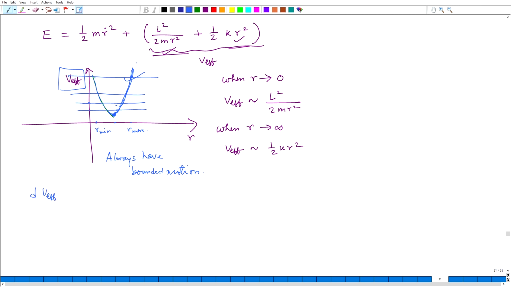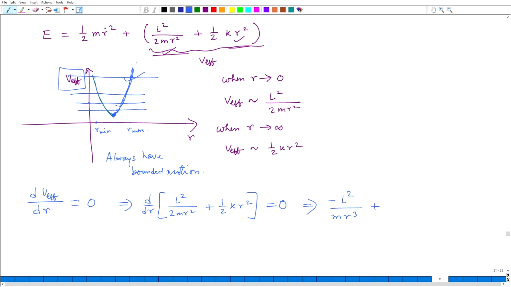So, V effective will have some minimum value. So, d/dr of V effective will be equal to 0, and if you do this d/dr of L square by 2 m r square plus half k r square is equal to 0, you can take minus L square by m r cube plus k r is equal to 0, and you have r to the 4 is equal to L square by m k, and r will be simply L square by m k whole to the 1 by 4. I call this R 0.